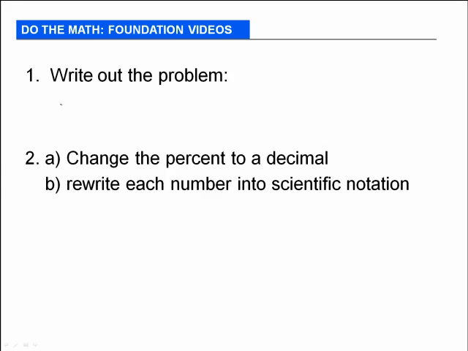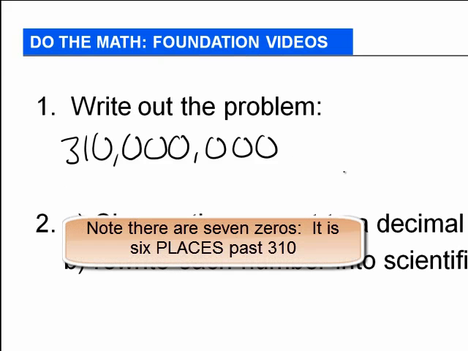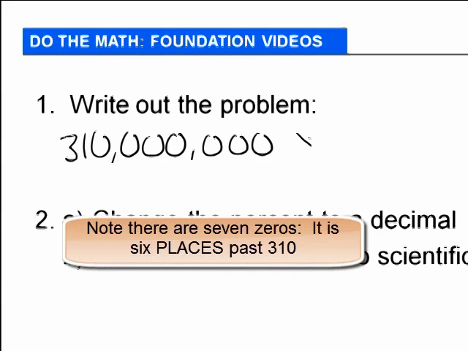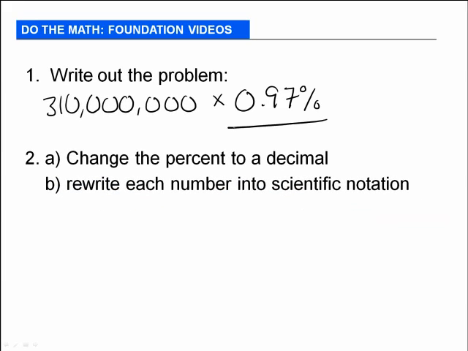So we're going to write out the problem. We have 310 million. Now that's 310, and if you know millions, there are 6 more places after that. So there's 310 million, and we essentially are going to multiply this by 0.97%, because 0.97% is how much the population is going to grow.